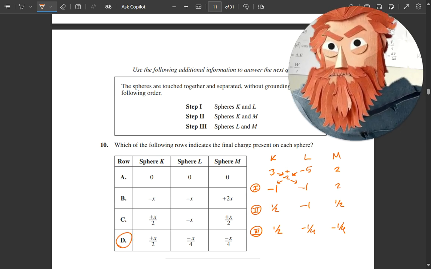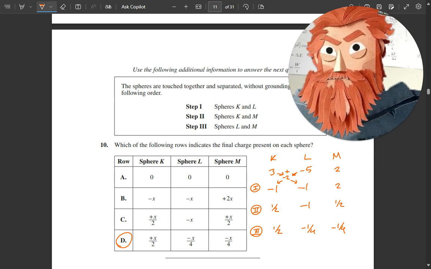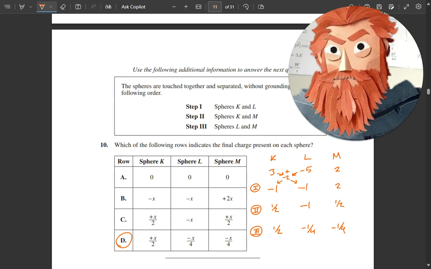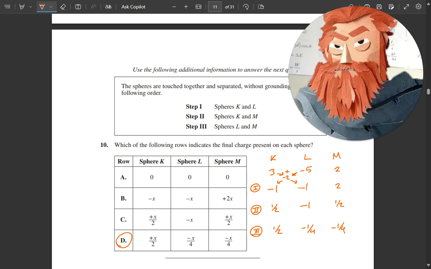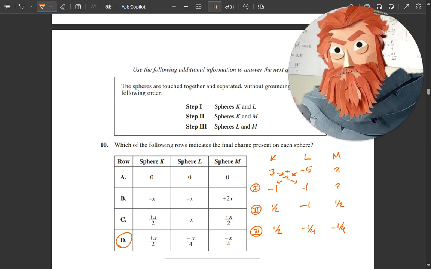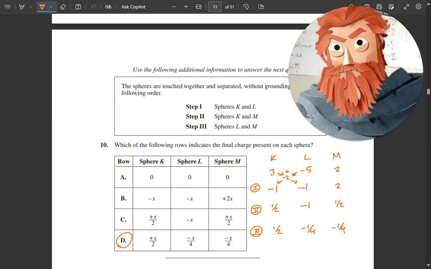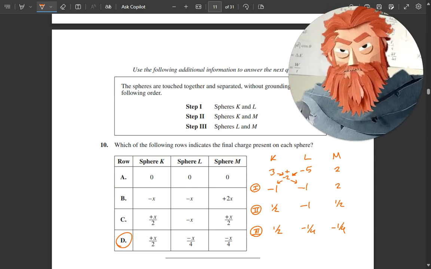Now, if you wanted to go through it, I was trying to figure out, they all add up to 0, because technically the charges all add up to 0. So if I add to 0, they would all be 0. Like if I touched them all together and then separate them all, A would be the answer.